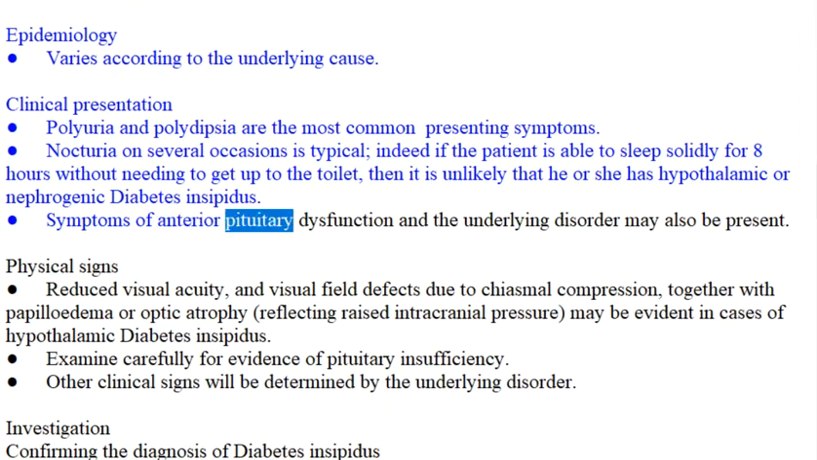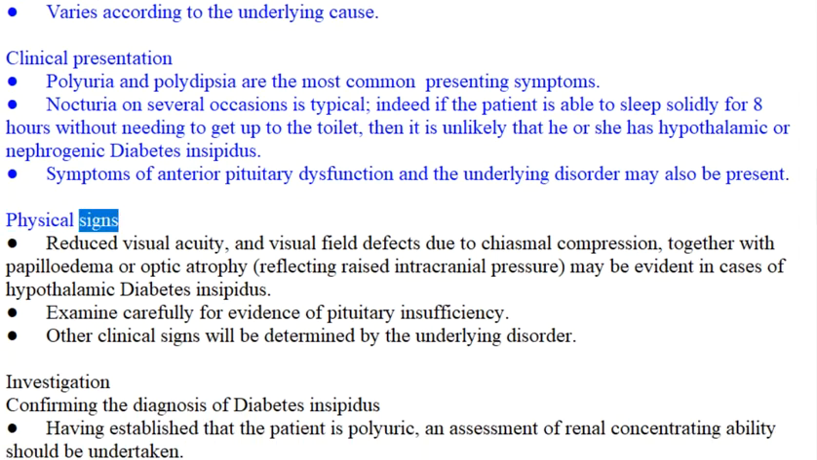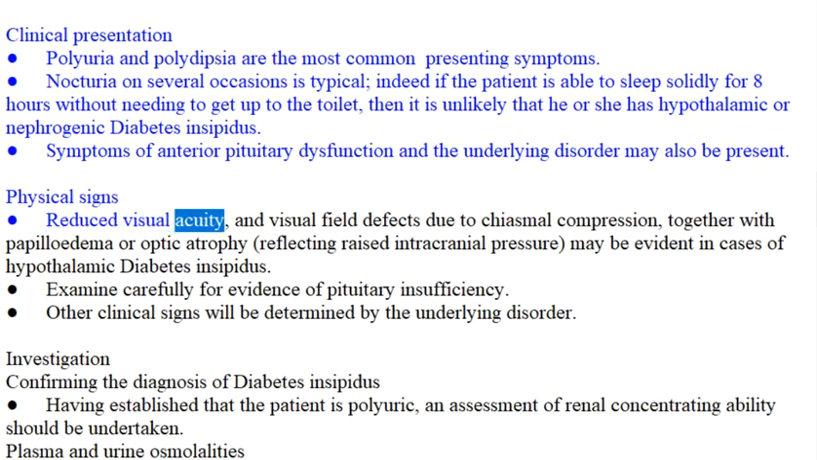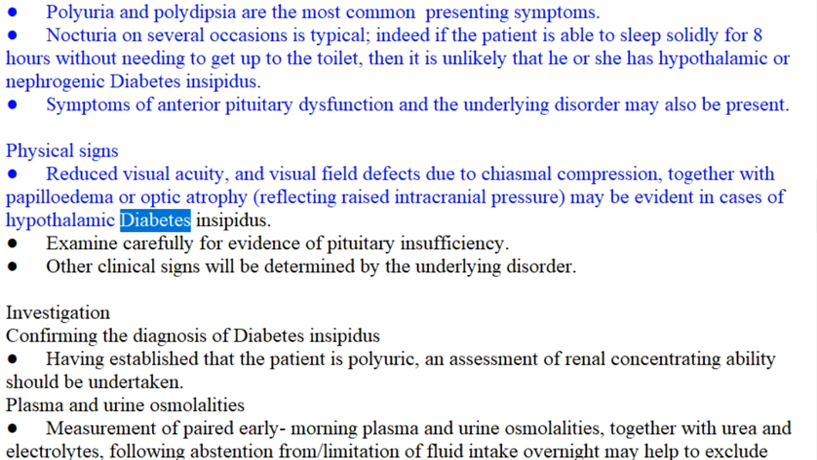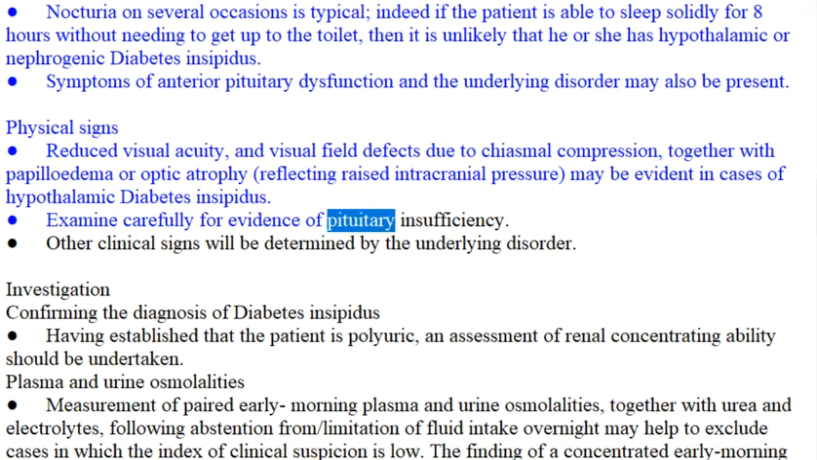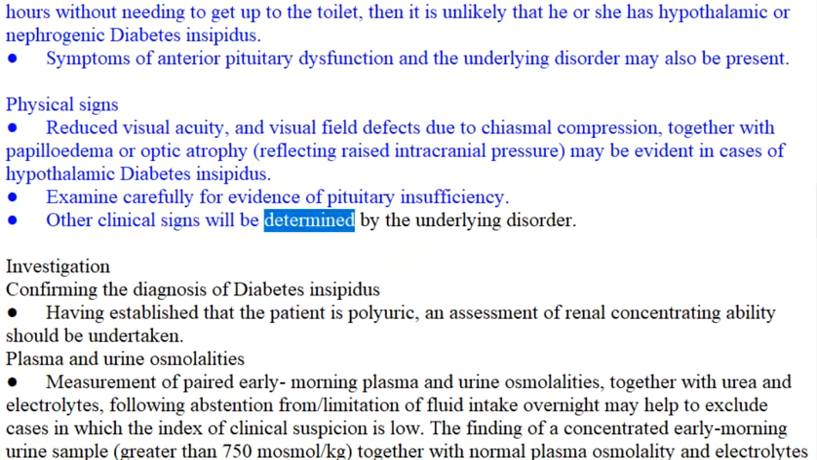Symptoms of anterior pituitary dysfunction and the underlying disorder may also be present. Physical signs. Reduced visual acuity and visual field defects due to chiasmal compression, together with papilloedema or optic atrophy, reflecting raised intracranial pressure, may be evident in cases of hypothalamic diabetes insipidus. Examine carefully for evidence of pituitary insufficiency. Other clinical signs will be determined by the underlying disorder.